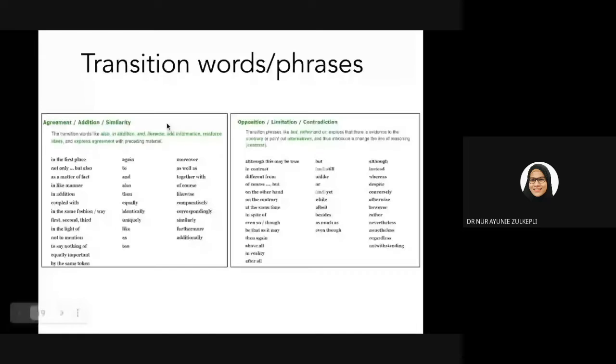And to get a very good paragraph, instead of using "but" and "however," you can use transition words or phrases I listed down here.